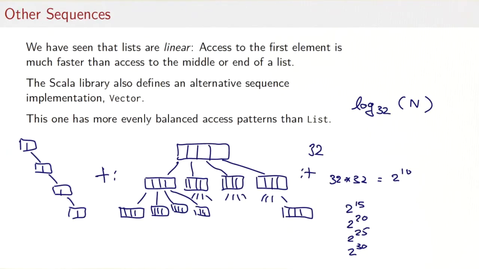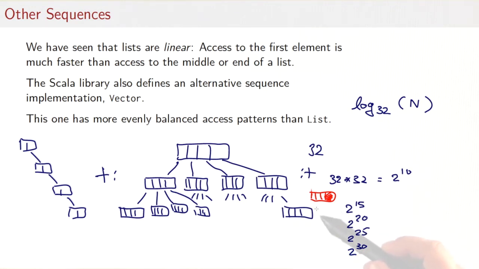So let's see what it would take to append an element to a vector. Again, vectors like lists are immutable. I can't touch the existing vector. I have to create a new data structure. So what I would do is take the last array here and create a new one which contains the given element. If the vector is completely full, I would have to create a new level, but I would assume that there's still space left in the arrays.